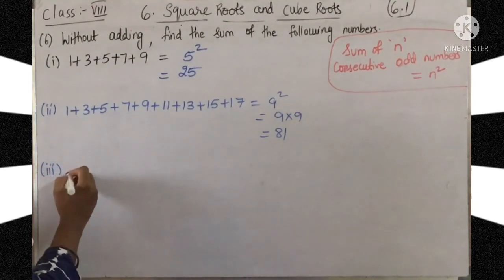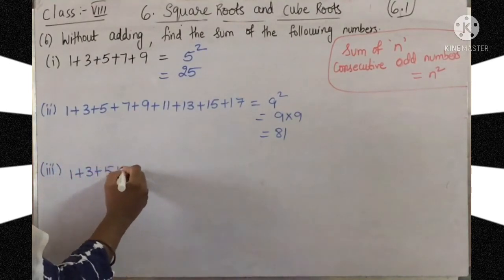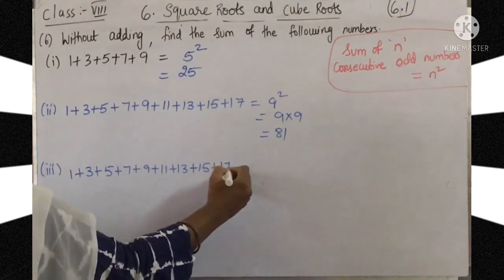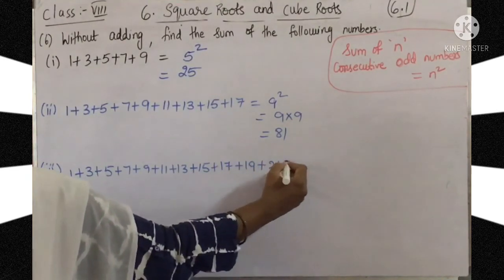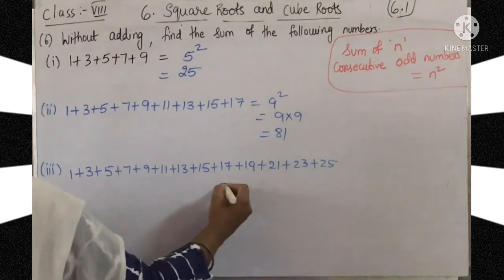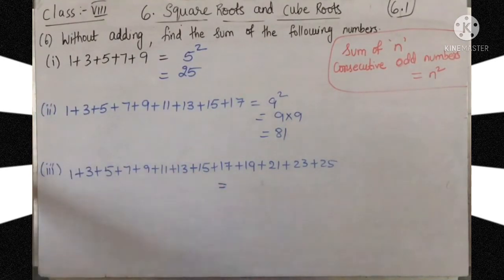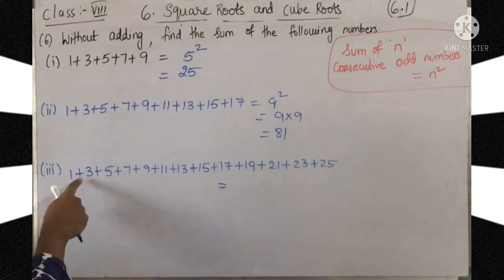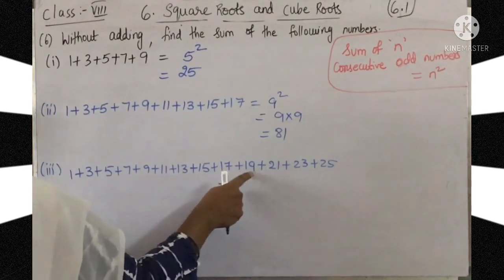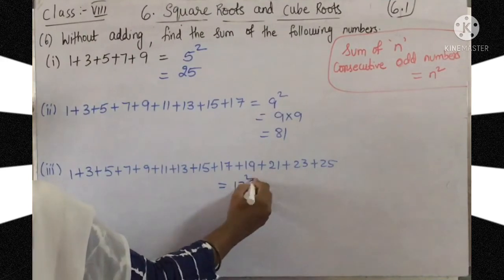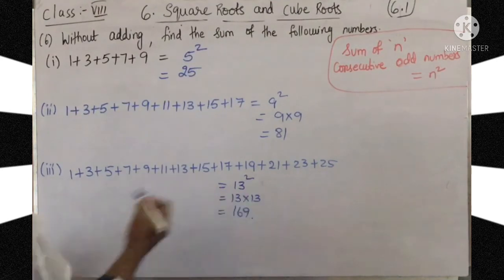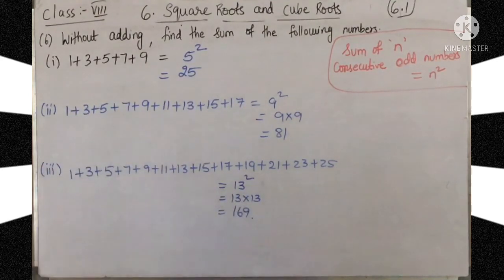Coming to the third question, 1 plus 3 plus 5 plus 7 plus 9 plus 11 plus 13 plus 15 plus 17 plus 19 plus 21 plus 23 plus 25. So the first step is to check whether all are odd numbers or not. Yes, all are odd. And whether they are continuous or not. Yes, they are continuous. So find out how many numbers: 1, 2, 3, 4, 5, 6, 7, 8, 9, 10, 11, 12, 13. So if you find 13 square, that is 13 into 13, 13 13s are 169. So when you add all these numbers, you will get 169.